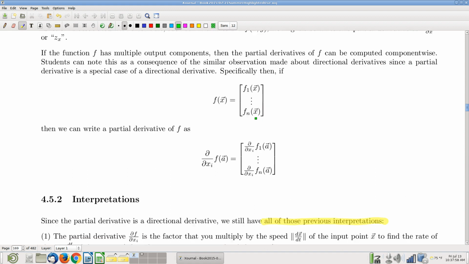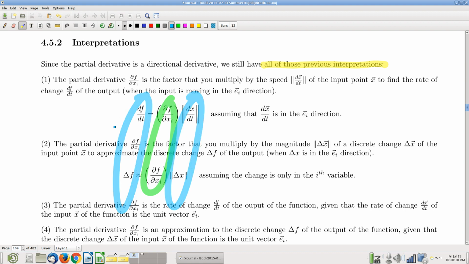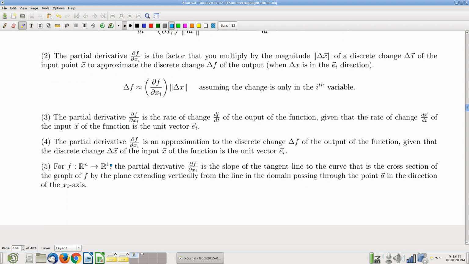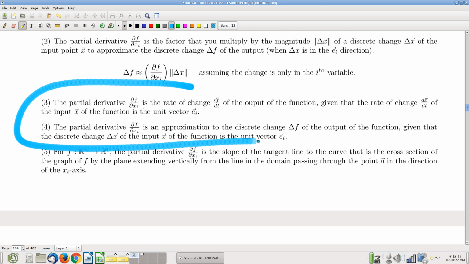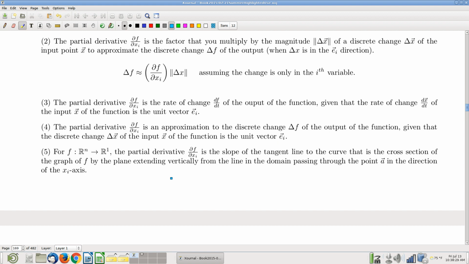Okay. The interpretations, there's nothing new here. Partial derivatives, just like unit directional derivatives, which they are, are factors that you multiply by input changes to get output changes. It's not news, right? They are unit directional derivatives, therefore they behave like unit directional derivatives. Okay. Likewise, they are directional derivatives, therefore they behave like directional derivatives.